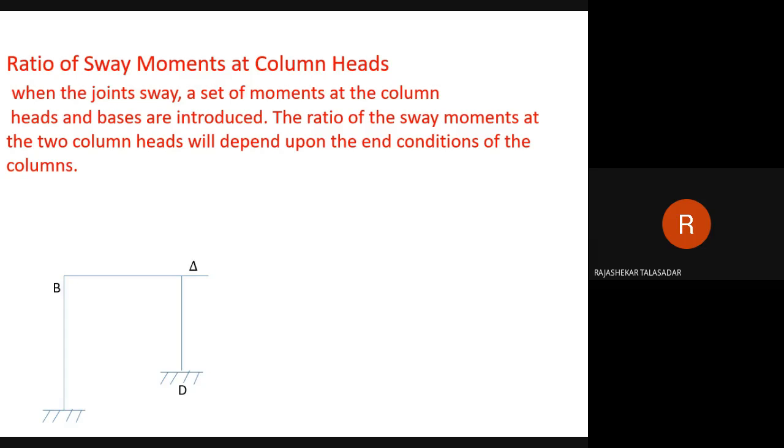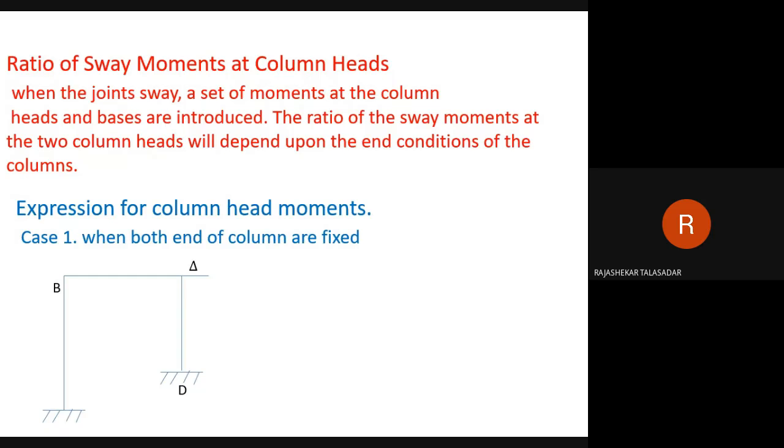The ratio of the sway moments at the two column heads will depend upon the end conditions of the column. We will see what that is. Now, the expression for column head moments. First case: I will take when both ends of the columns are fixed. Say A is fixed and D is fixed. Now, if you allow it to sway, you know that it sways like this. This is the amount of sway at B, and this is the amount of sway at C. Of course, both will be the same.